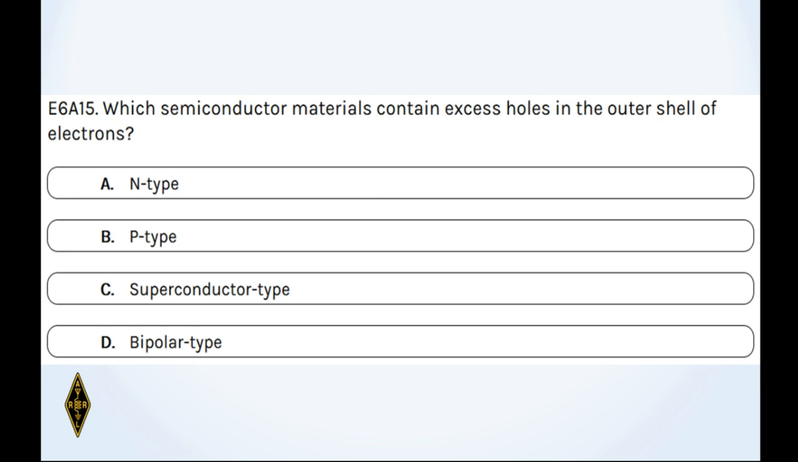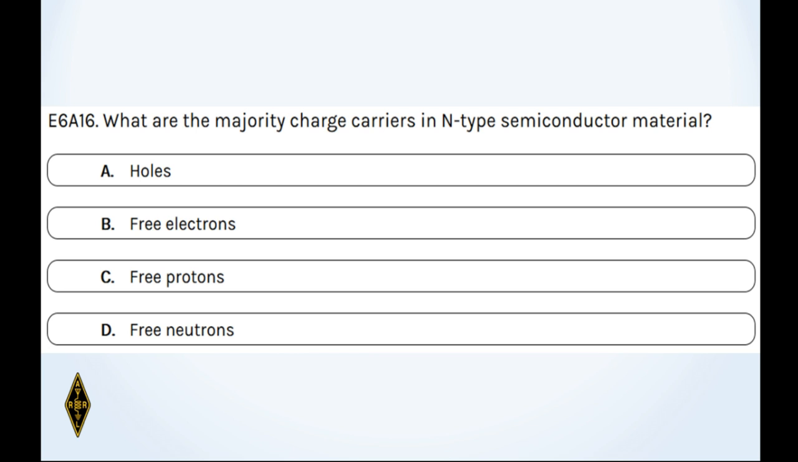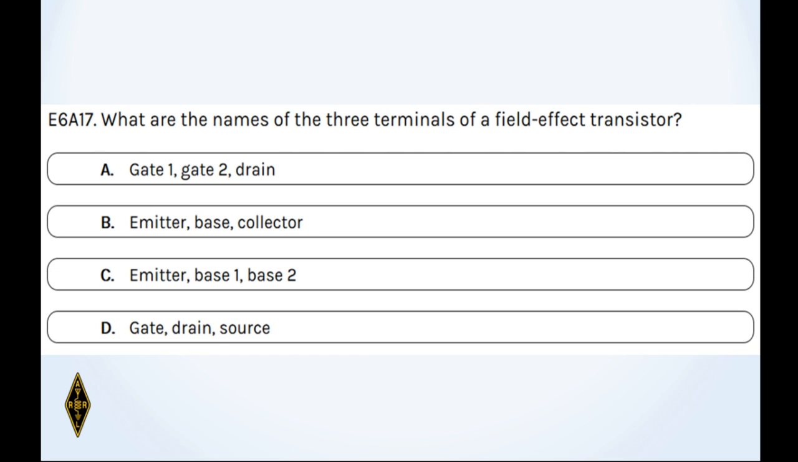And what are the majority charge carriers in n-type semiconductor material? N-type, electrons. And what are the names of the three terminals of a field effect transistor? Field effect transistor. Delta, gate, drain, and source.